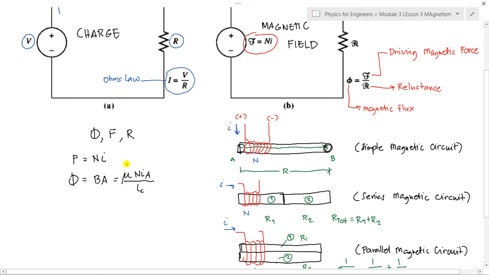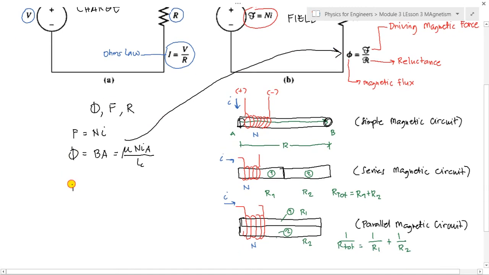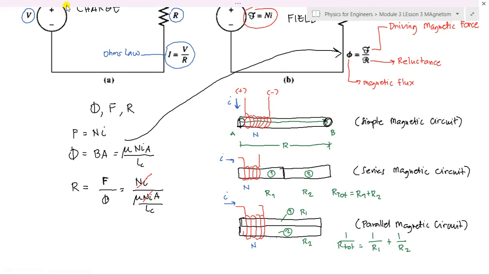So here, if we're going to substitute these two parameters into our relationship to solve for reluctance, we know that the reluctance R is just equal to the driving magnetic force divided by the magnetic flux. So that is Ni divided by mu Ni area over the length. Here, Ni cancels, right? So what's left? Our expression for the reluctance of our magnetic circuit is just equal to the length of the core divided by mu multiplied by the area. So did you get it? This is the reluctance.